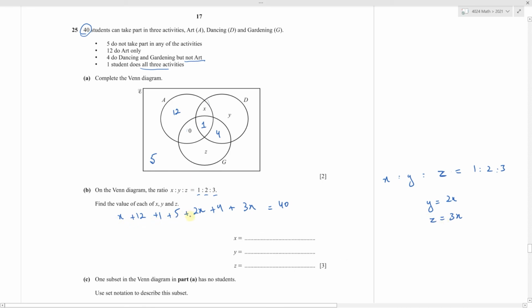So x plus 2x, 3x plus 3x is 6x plus 13 plus 5, 18, 18 plus 4 is 22. So 22 equals to 40. 6x will be 40 minus 22, which is 18, and x equals to 3. So if x is 3, y is 2x, which is 2 times 3, which is 6. Z is 3x, which is 3 threes are 9. Y is 6, Z is 9.